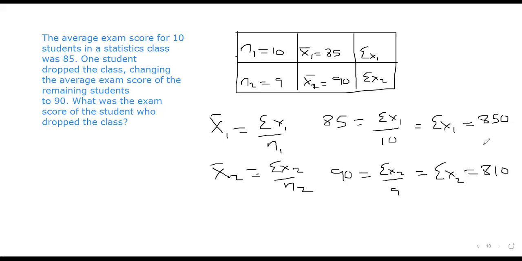Yes, we are. So the difference here will be the score for the student who dropped out of class. So what's the difference there? 40. Collins, I've got a question. How did we get the 810? Can somebody help us?